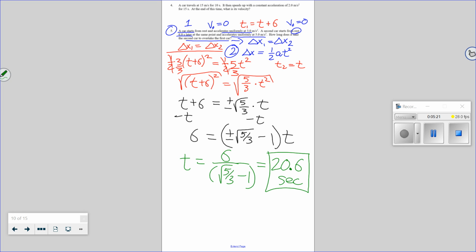If you accidentally got like 26.6 or maybe 14.6, then I bet you misplaced your 6-second delay somewhere in the equation. Okay, thanks.